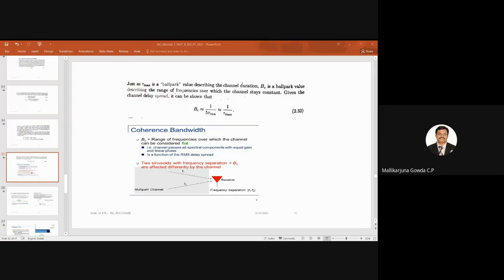It means the output of the channel should provide equal magnitude signal. If I give an input of say two or three impulses having a magnitude of 1 volt, the output of that channel should be 1 volt over a certain range of frequencies. Then I say it is within the coherence bandwidth. Are you able to understand this concept, coherence bandwidth?